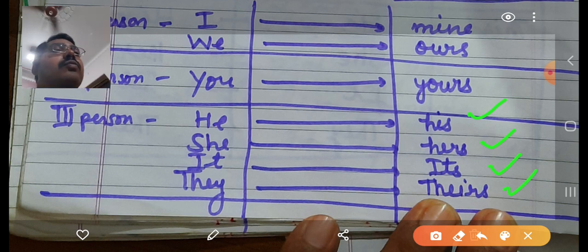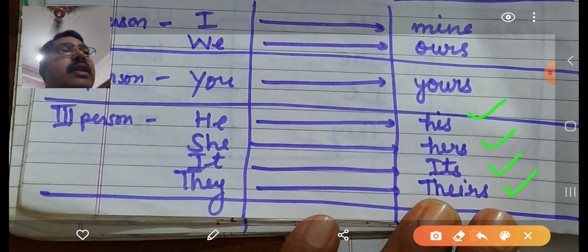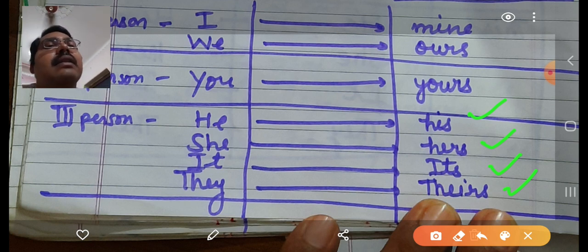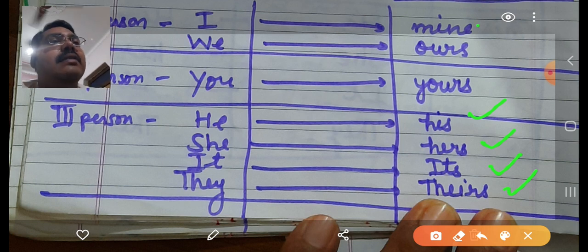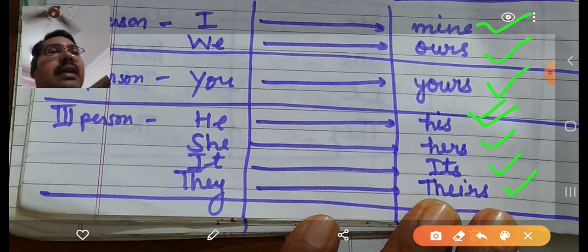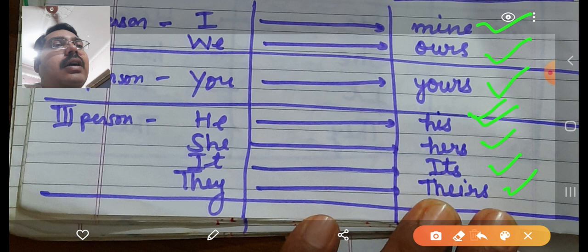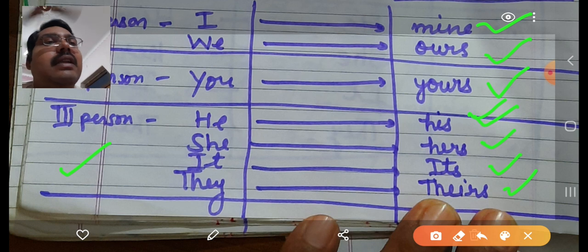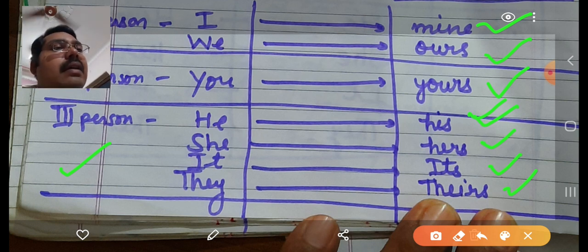So if we need to use a possessive pronoun for the nouns, we need to keep in mind and learn this: the possessive pronoun for I is mine, for we is ours, for you is yours, for he is his, for she is hers, for it is its, and for they is theirs. I hope it is clear to you. So these are the possessive pronouns, and we can use them in different kinds of sentences.